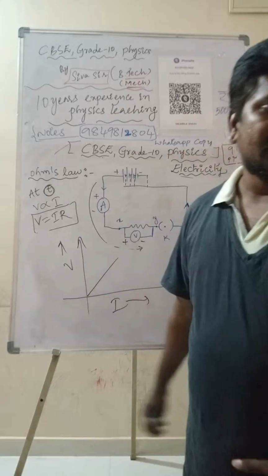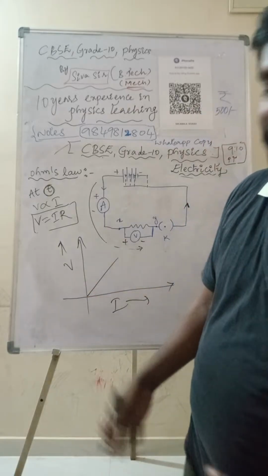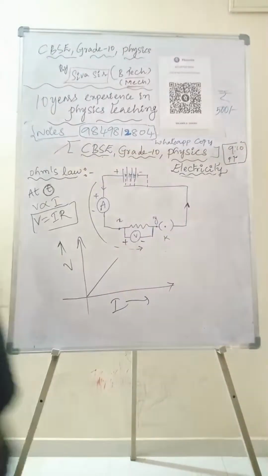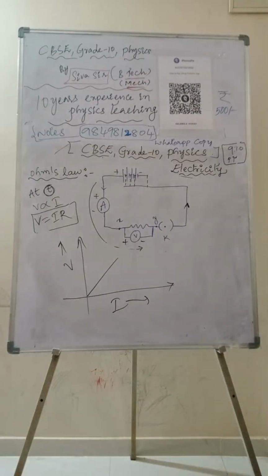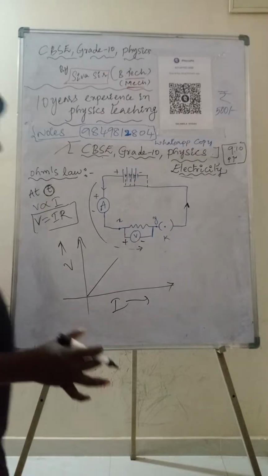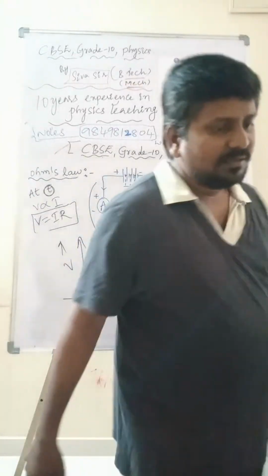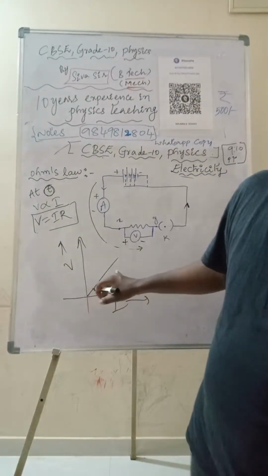What is an ohmic conductor? The substances which obey Ohm's law are called ohmic conductors. The substances which do not obey Ohm's law are called non-ohmic conductors. So that is about ohmic and non-ohmic conductors. For ohmic conductors the graph is a straight line, so linear.